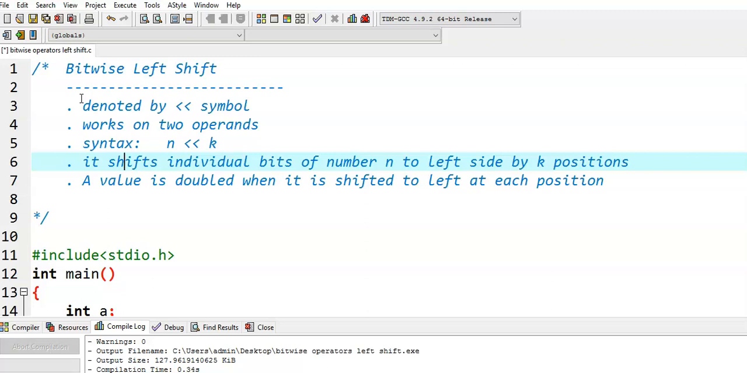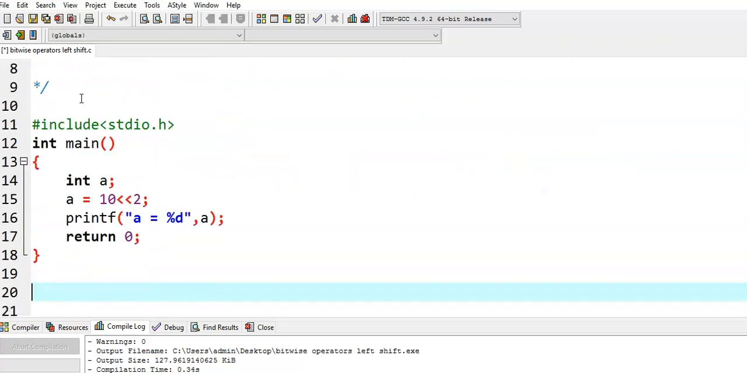The bitwise left shift operator shifts the bits of a given number n to the left hand side by k positions. A value is doubled when it is shifted to the left hand side at each position. Whenever we shift a value to its left hand side at each position, its value gets doubled. We see an example to demonstrate the bitwise left shift operator.